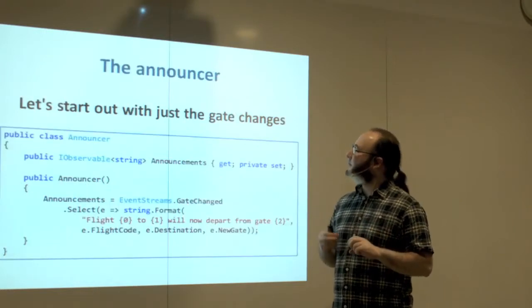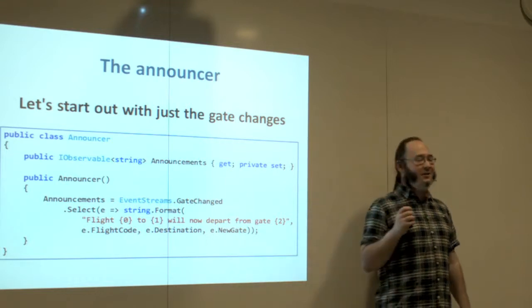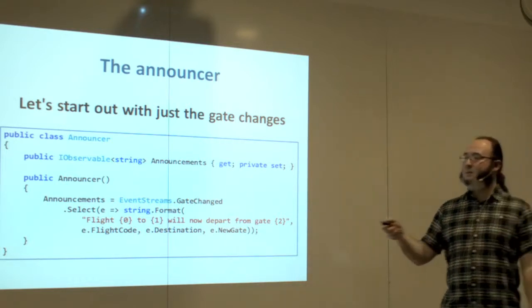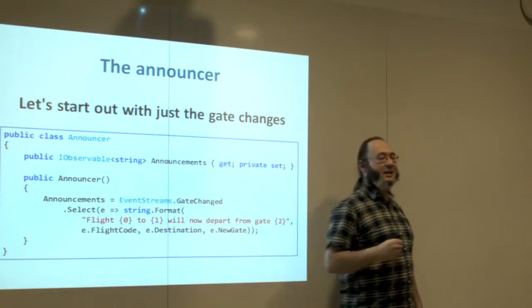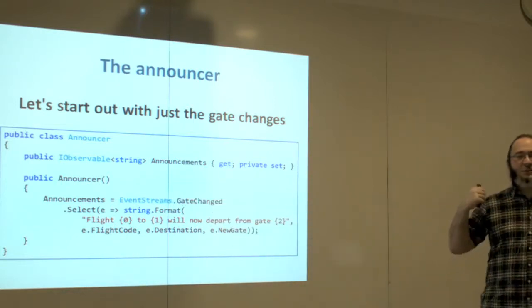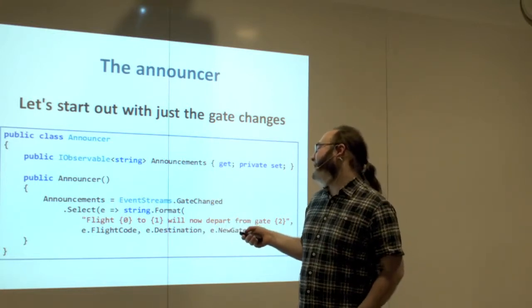Now, let's start on the announcer. What the announcer is going to do is expose a property, which is an IObservable of string. These are the announcements, the things that were being spoken and showing up in that text box. And let's start out with gate changed.